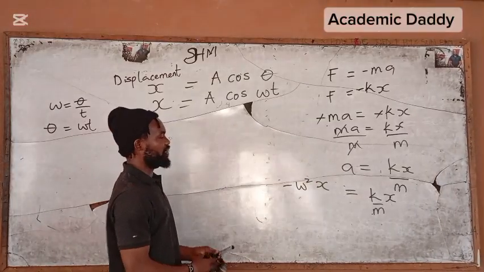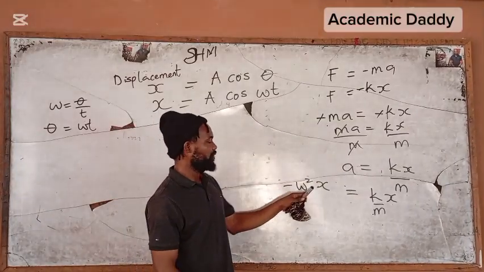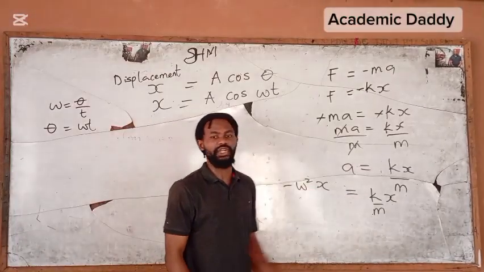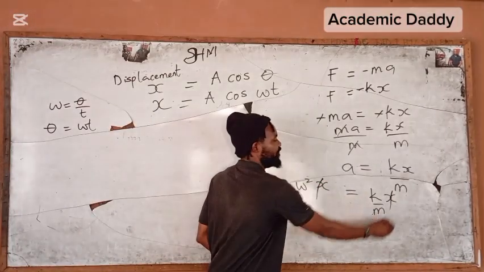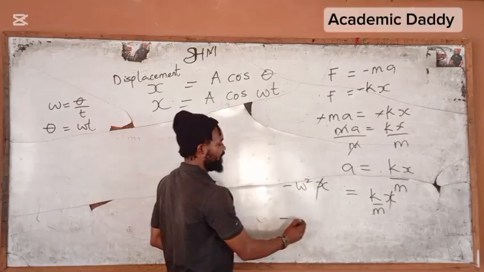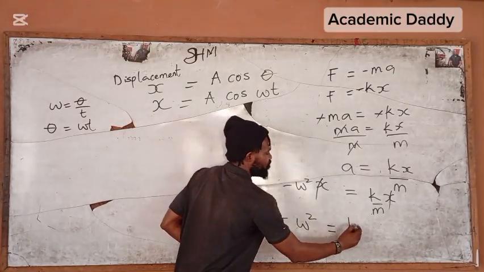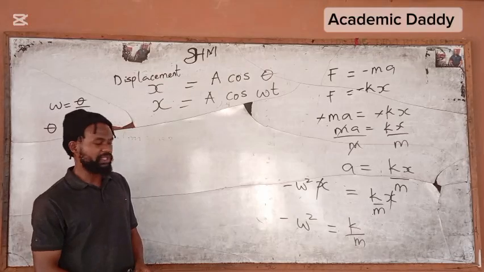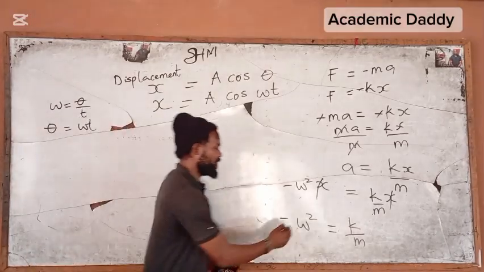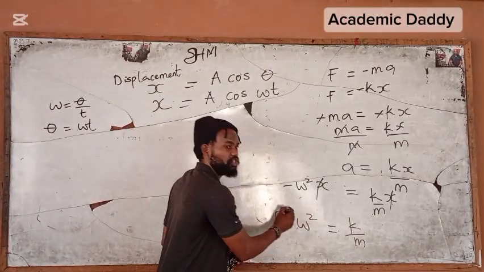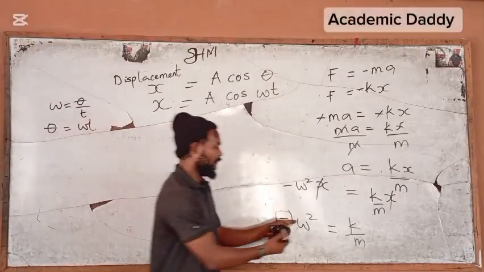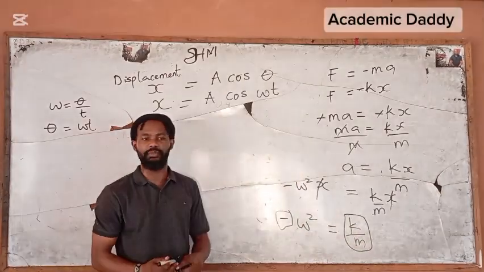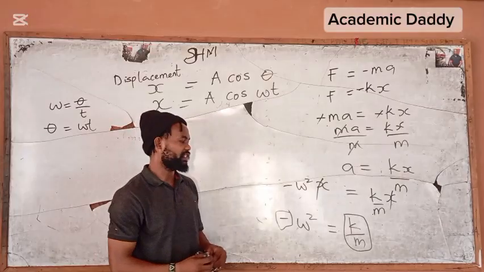So notice something. If I choose to check the x, I have x here, I have x here, is it not true? x can cancel out. So I'm now having minus w squared equals k over m. Is it not true? Yes. So another way to look at this is that this minus is because of opposites in direction. So anytime I see k over m, it is the same thing as w squared. You need to note this.